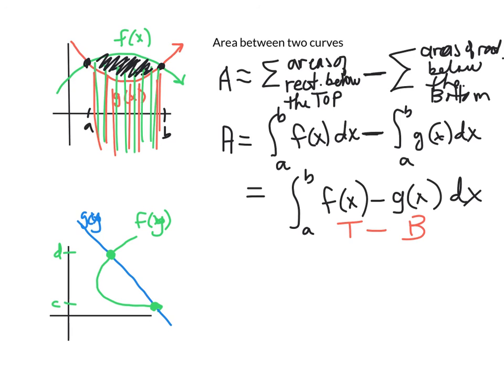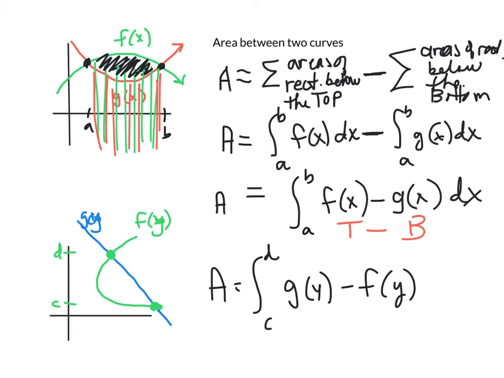Now, that's what we were doing even when one of them was an axis, right? We just put 0 minus something, or something minus 0. This one you would actually have two functions. So what does this look like if it's a function of y, right? So the area of this one would be an integral from c to d of g of y minus f of y dy. And this is right minus left, right minus left.